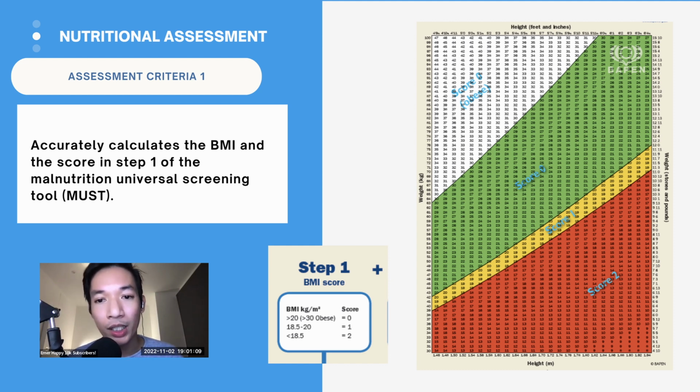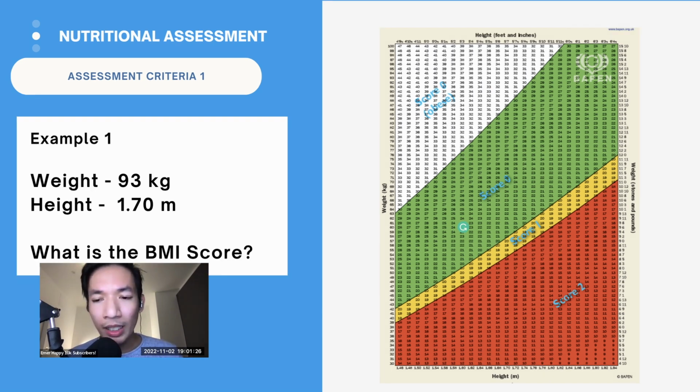Let me give an example. On the examination, there will be a scenario, and the scenario contains all the information. So tonight, instead of me giving you a full scenario, we will break it down. Example number 1. The patient's weight is 83 kilograms. The patient's height is 1.7 meters. What is the BMI? So the patient's BMI is 32.